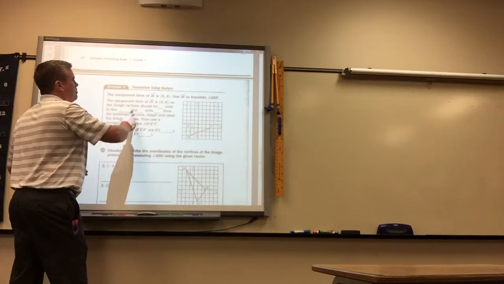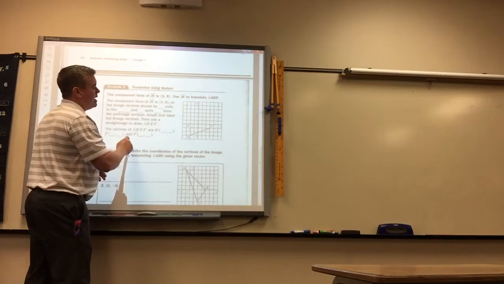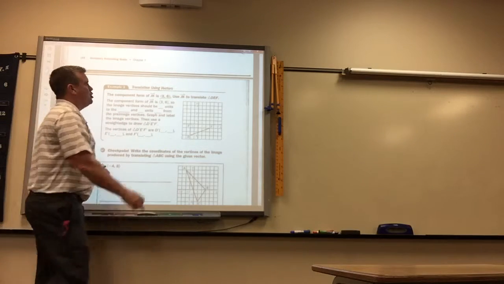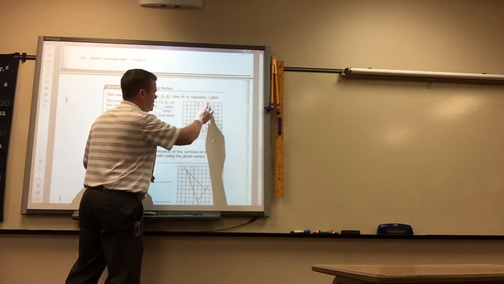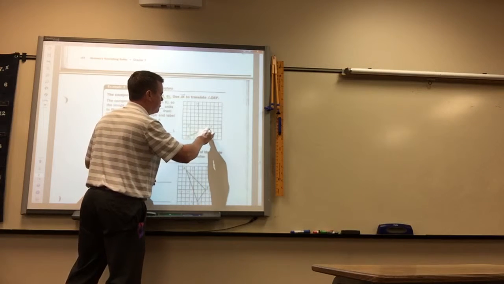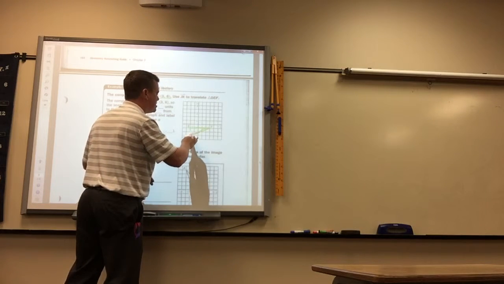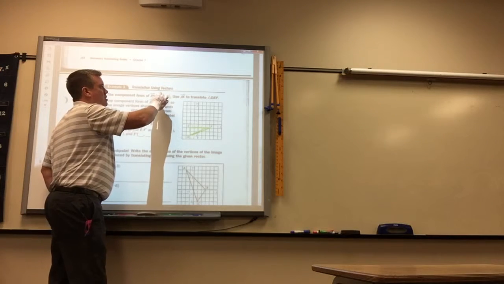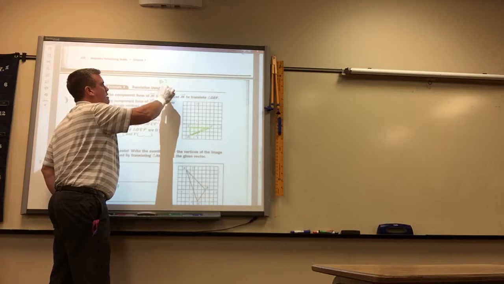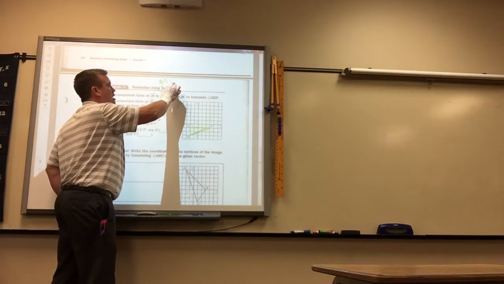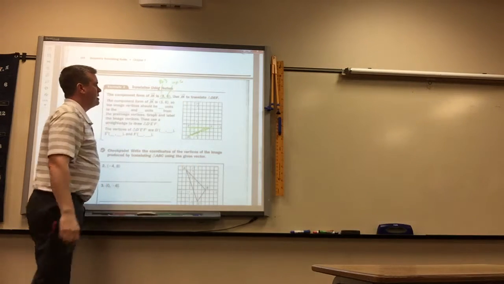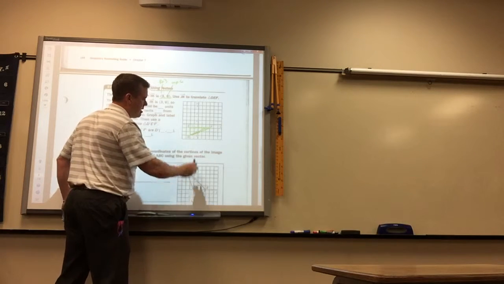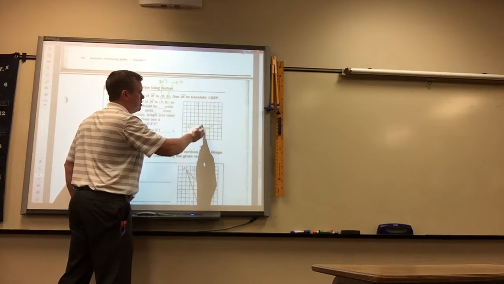So component form of vector JK is 3, 6. We're going to use JK to translate triangle DEF. So again, it's exactly the same type of problem, they just worded it different. Since this is a positive 3, that means you go right 3. And since that's a positive 6, you go up 6. So each point goes right 3, 1, 2, 3, and up 6.